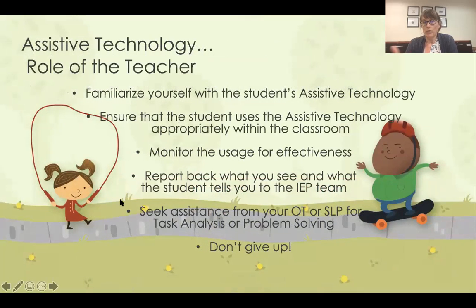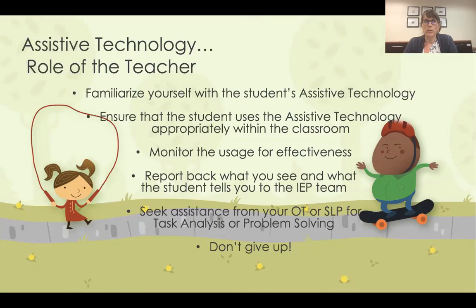So what is the role of the teacher? If the student does have assistive technology, you familiarize yourself with it and you make sure that they're using it. And if they're not using it, you can ask why, or maybe it's not the right piece of technology, or maybe you have a different thing that you think works better. You're free to do that problem solving too. Monitor the use. If you have OT or speech, anyone to team with, talk to them about it.